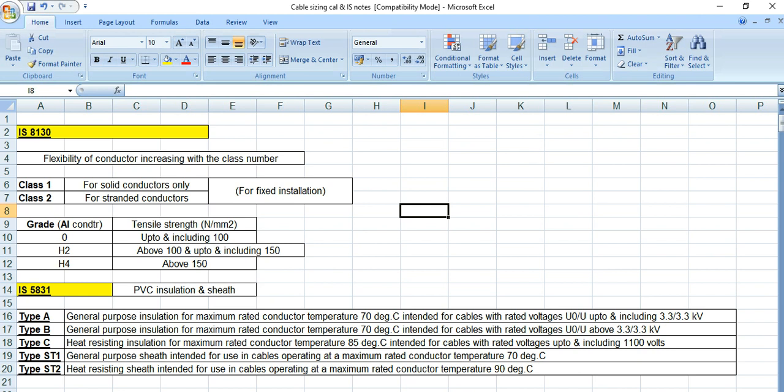If class 1 is mentioned, that means it is used for solid conductors only. If class 2 is mentioned in the cable dataset for that particular cable, that means the cable is used for stranded conductors, stranded and compacted conductors.